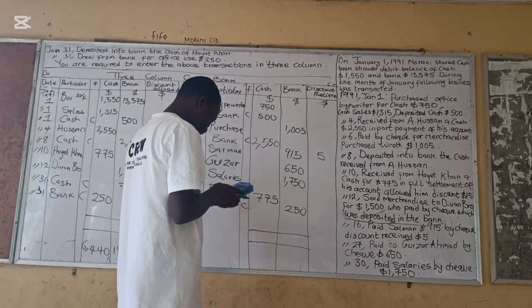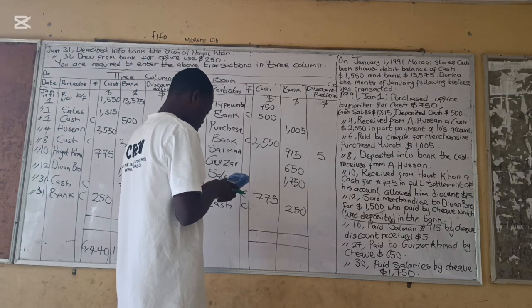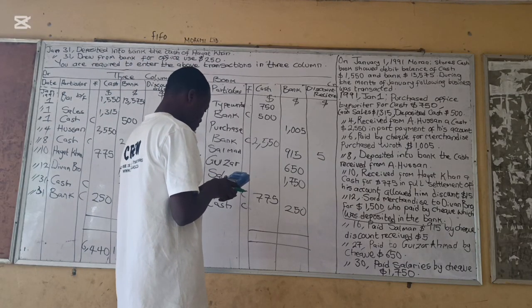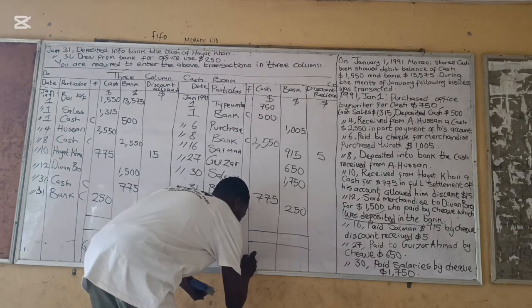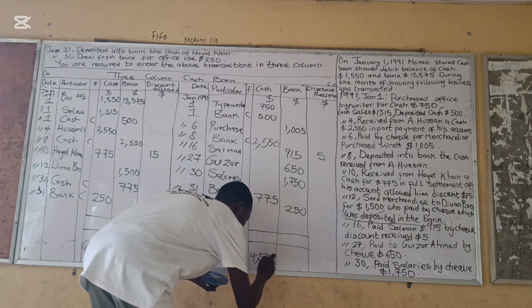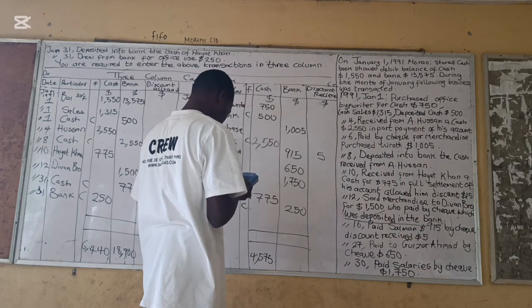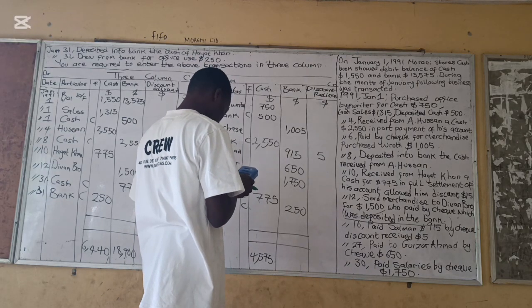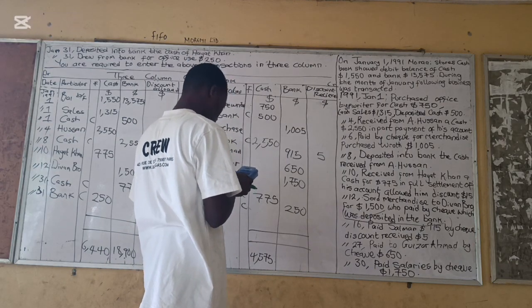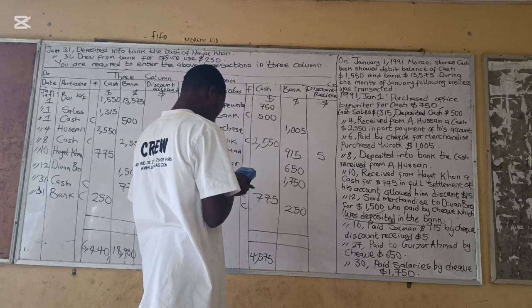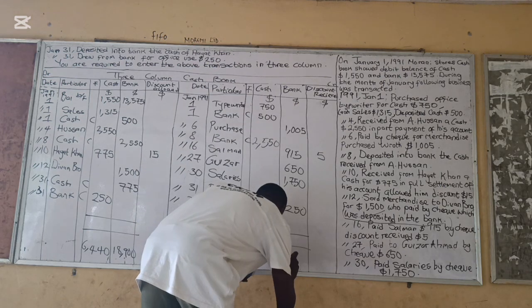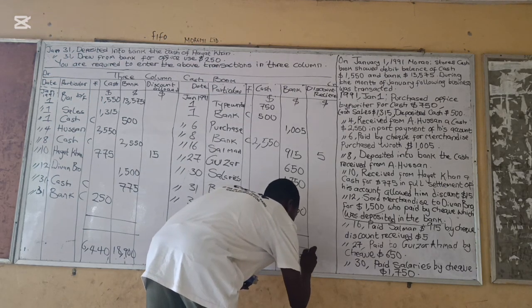Now let's move to the credit side. We have 750 plus 500 plus 2,550 plus $775. We have 4,575. Then the next one we have 1,005 plus 950 plus 650 plus 1750 plus 250. We have 4,570.